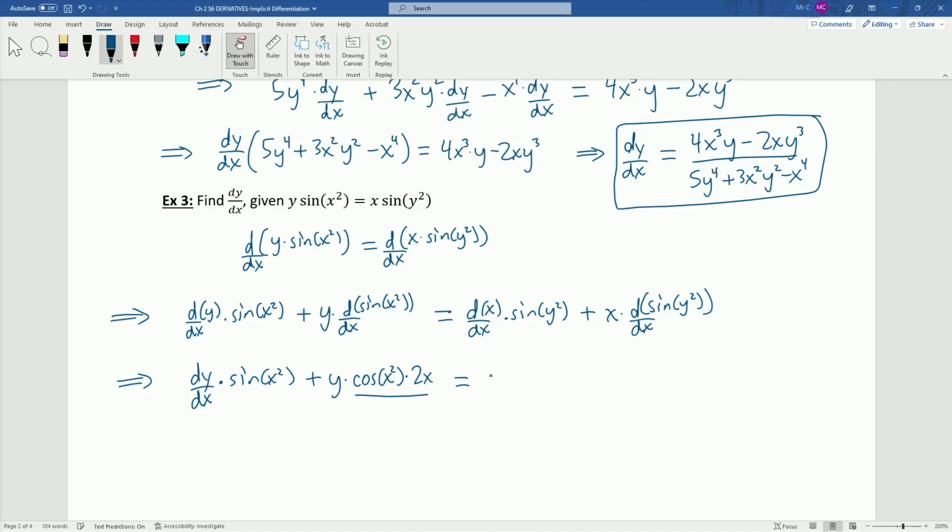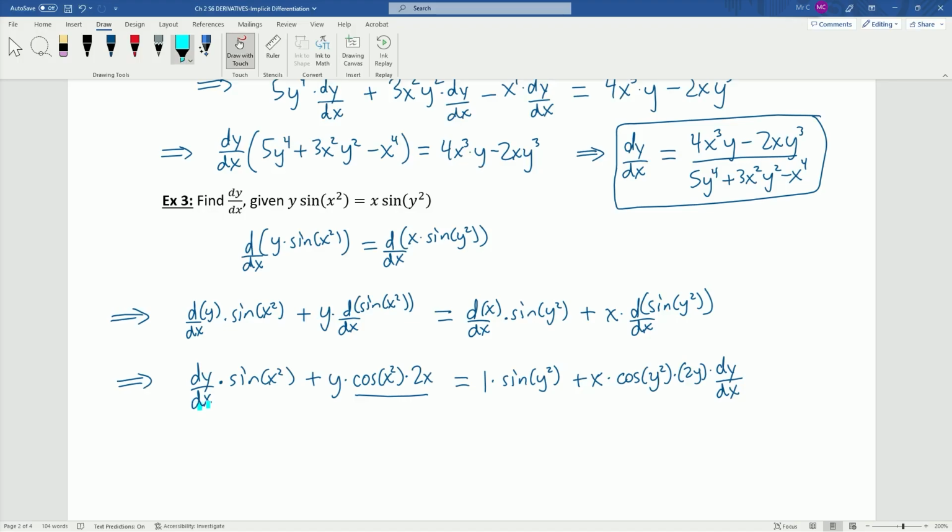Derivative of x with respect to x is 1. And we have another chain rule problem here. So we get the derivative of sine, that's cosine of u, which is y squared, times the derivative of u, which is 2y. But remember, y is also a function of x, so I need to apply the chain rule there. So I've got to multiply by dy dx.